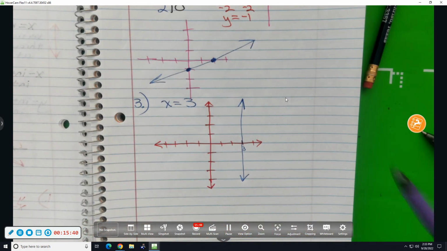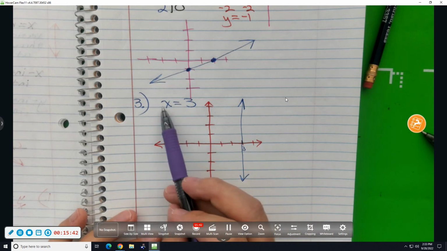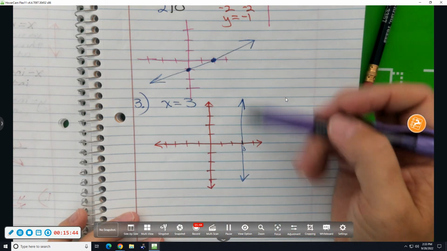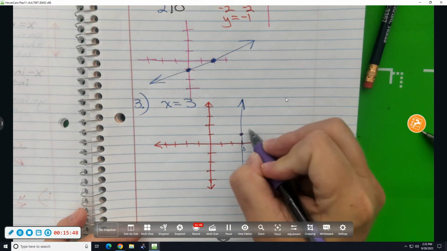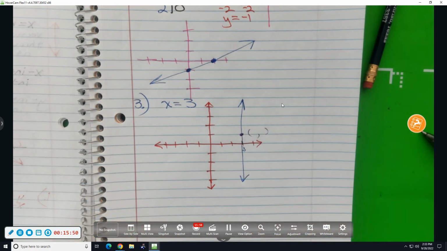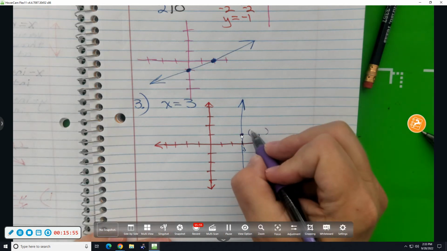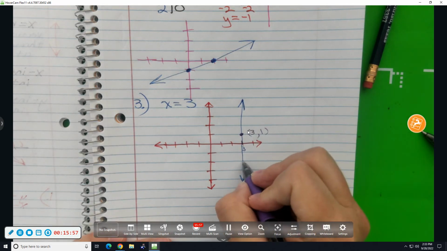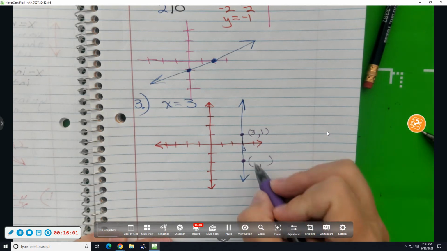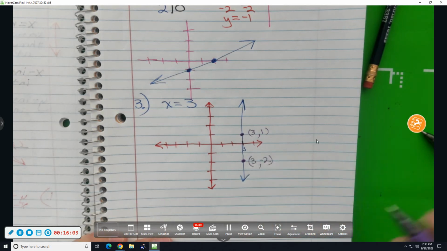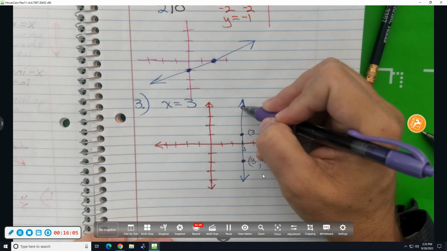And let's discuss why that's the case. Why does x equal 3 describe this line here? Someone give me the ordered pair representation for that specific point there. What's this ordered pair? 3, 1, I agree. What about this point right there? What would that be? 3, negative 2. And what about way up here?